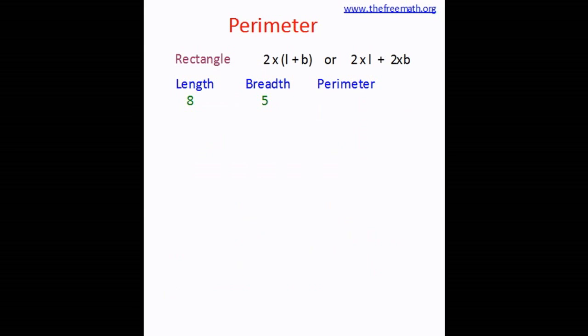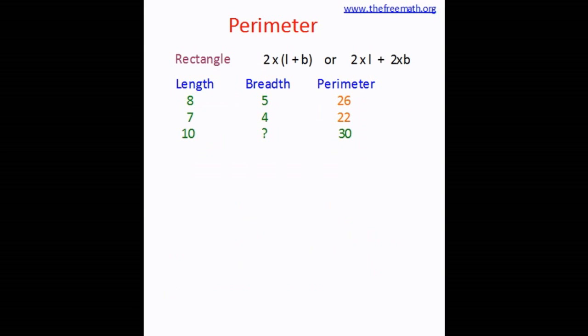Now let's go over some more examples. I have written here the formula to calculate the perimeter of a rectangle. So in case of a rectangle, if its length is 8 and breadth is 5, what would be the perimeter? 8 plus 5 is 13. 13 multiplied by 2 is 26, so the perimeter is 26. If the length is 7 and breadth is 4, then 7 plus 4 is 11. 11 multiplied by 2 is 22. So the perimeter is 22.